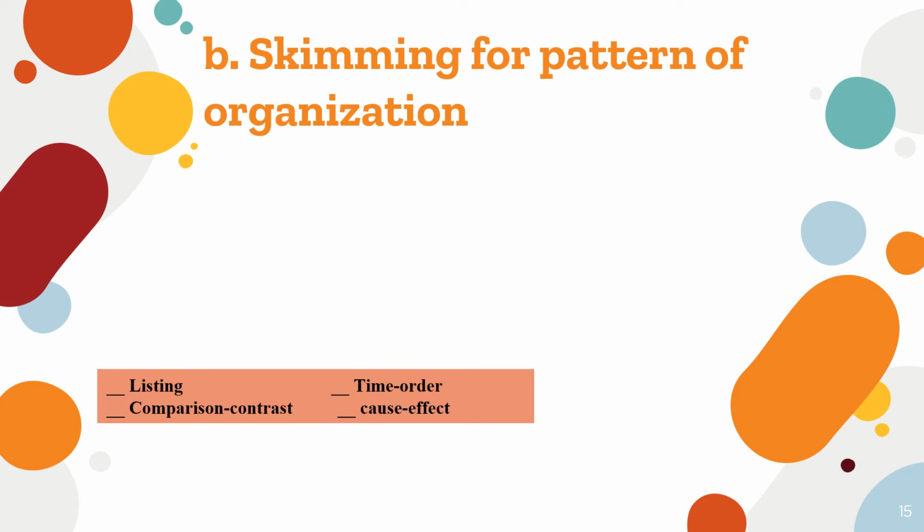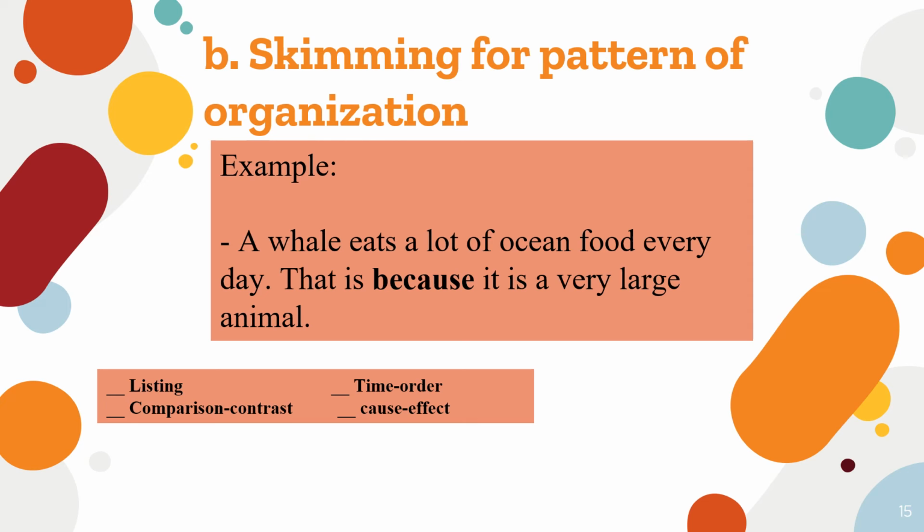Skimming is also used for the pattern of organization. Sometimes you need to find out quickly how a book or article is organized. You want to know its pattern. You don't need to know details for this, and you don't need to read all the words. You only have to read the signal words and they will tell you about the pattern. Example: a whale eats a lot of ocean food every day. That is because it is a very large animal.